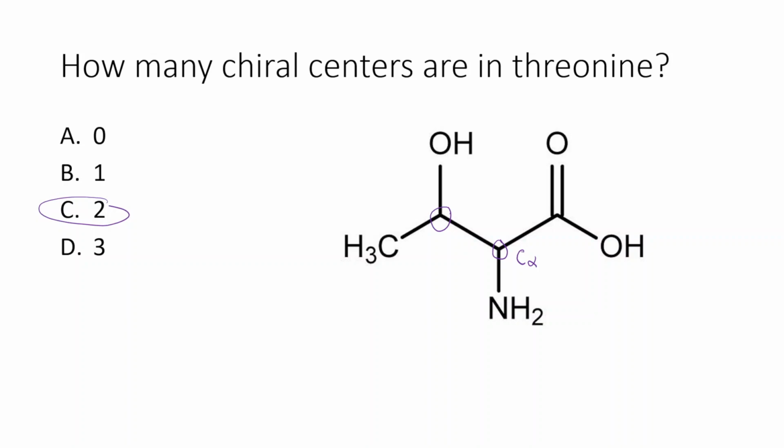Yes, you could, because it's beta to the carboxylic acid. So you could call this the beta carbon. Yeah, so that is threonine. Do most amino acids have 2 chiral centers? How many do most amino acids have? Yeah, just 1. But some of them have 2, and threonine is one of them. Okay, any questions about chiral centers?